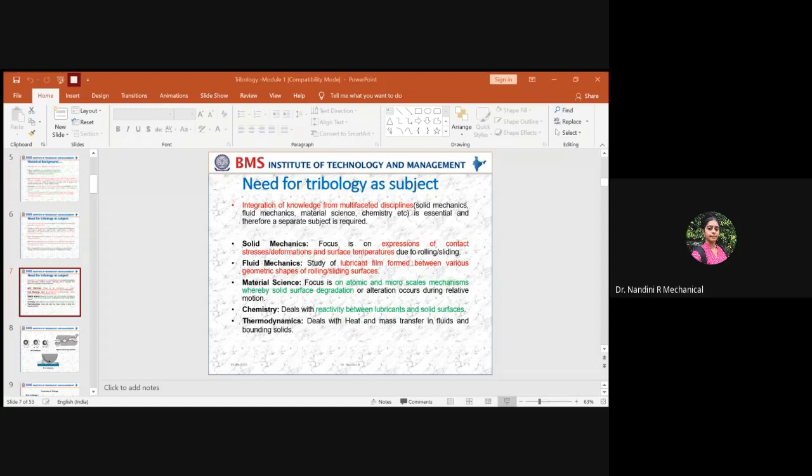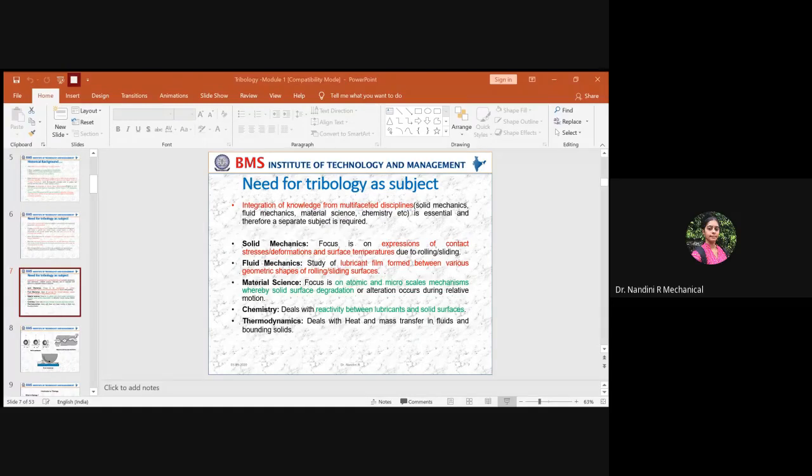Yeah, so some part of it, what you told us, right? So basically, solid mechanics usually focuses on the contact stresses and deformations, which usually come into the picture when any component is rolling or sliding. Even the surface temperature associated with it also plays a vital role. So this part of things will be studied in solid mechanics, which is also an important sector we need to consider apart from friction, wear and lubrication. So the subject of solid mechanics is also very essential.